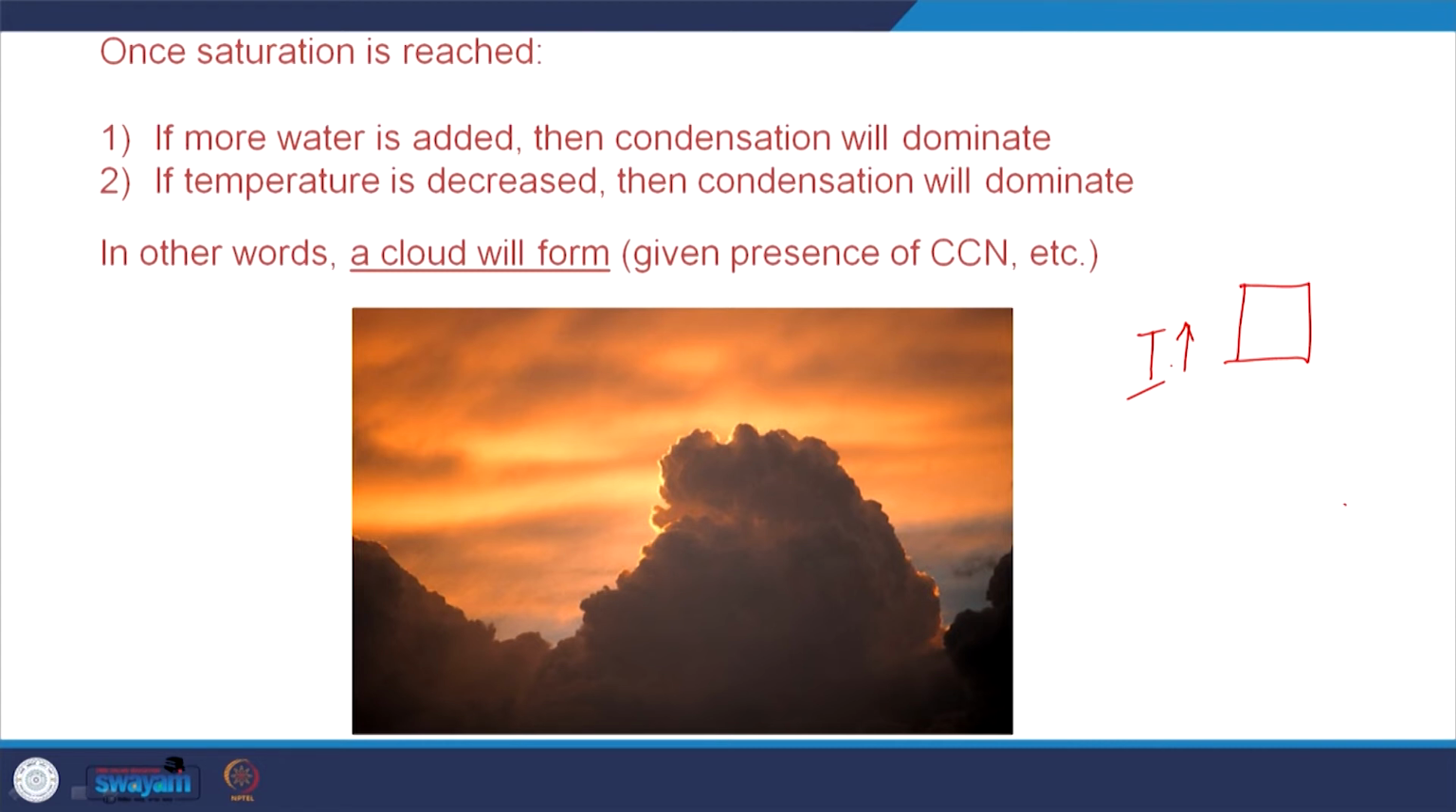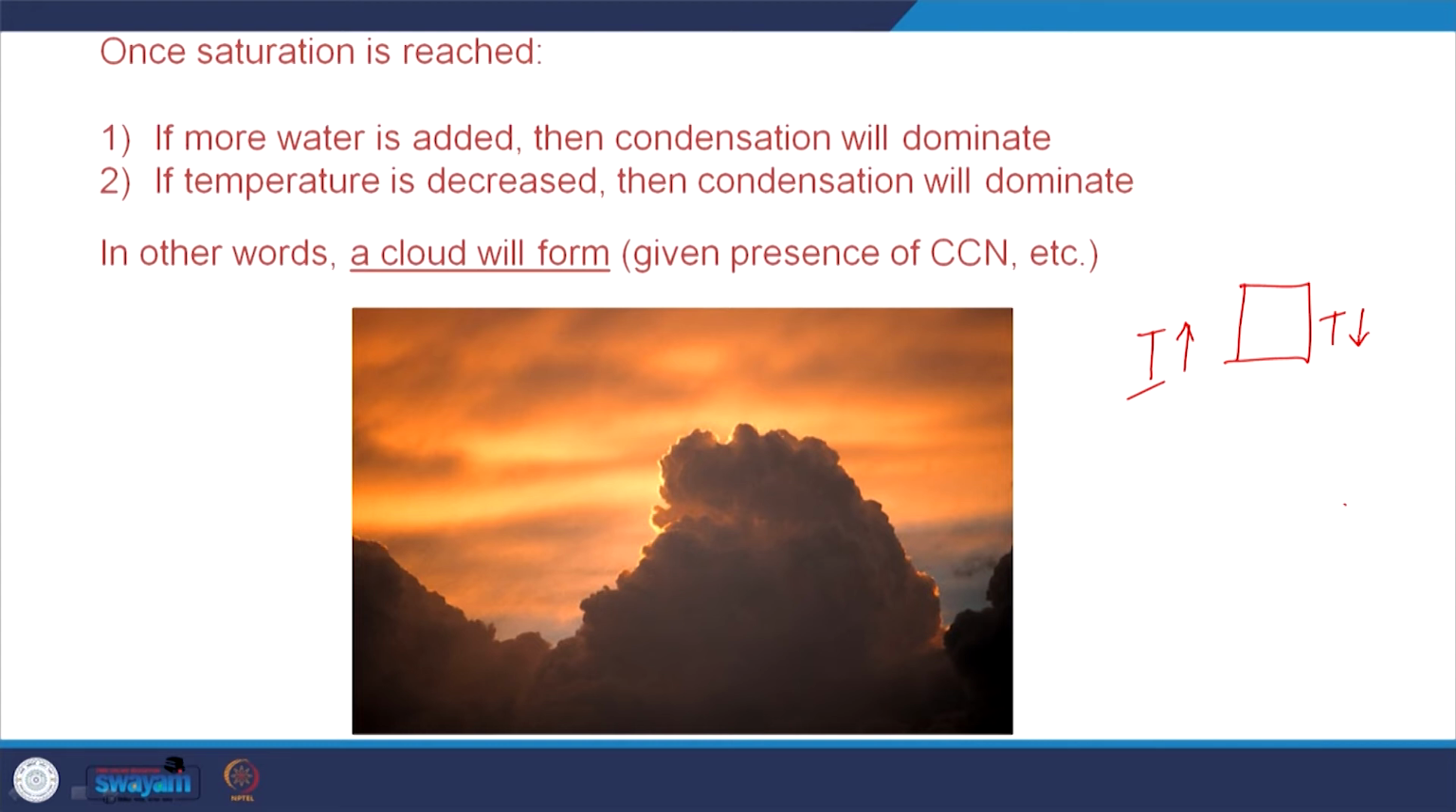Now, if you do not want to add any more moisture, rather you want to attain saturation with the existing amount of moisture itself, then you have to decrease the temperature. So, these two conditions work. One method requires more moisture to be physically added to the air parcel. Another method does not require physical addition of moisture, rather it requires a decrease of temperature, right. Both of these cases will allow the air parcel to become saturated or supersaturated.